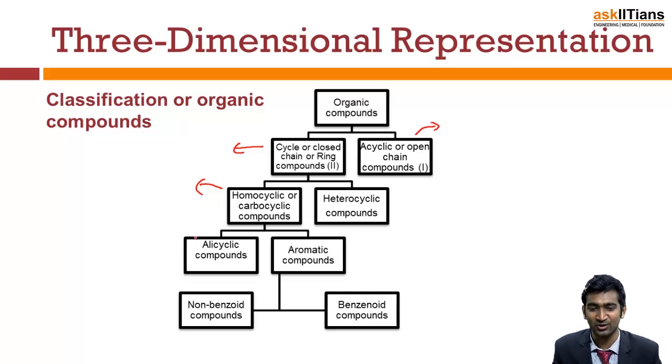Then in the homocyclic also I have alicyclic or aromatic. These are the two differences, alicyclic and aromatic. Aromatic are those substances which are very sweet smelling, and also possess some properties like Huckel's rule. There is a rule called Huckel's rule which will tell me whether that compound is benzenoid or non-benzenoid, which is the further division there. It is the 4n plus 2 pi rule, Huckel's rule, and alicyclic is the one which does not follow that. So this is how I classify my organic compounds.